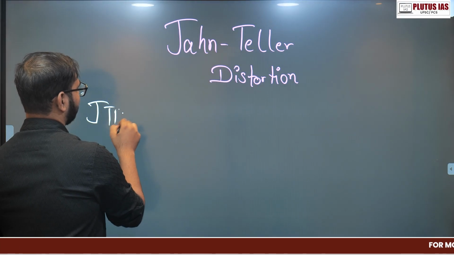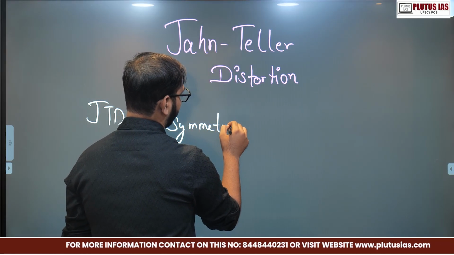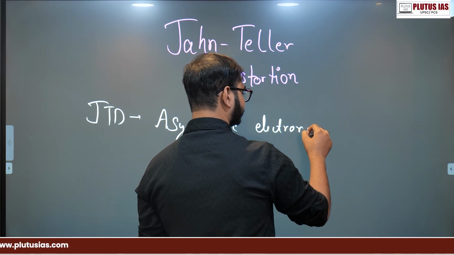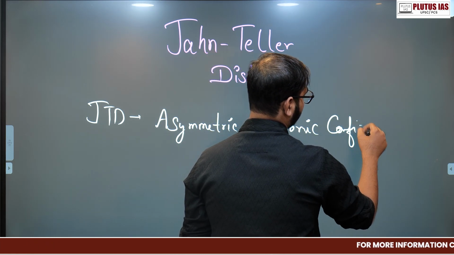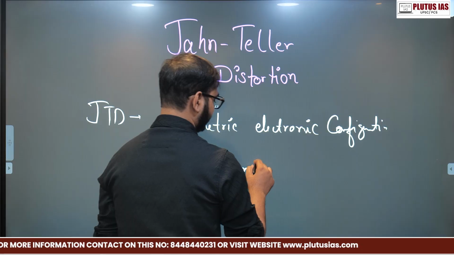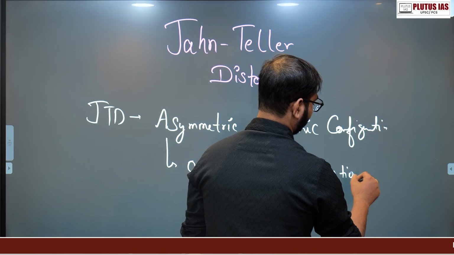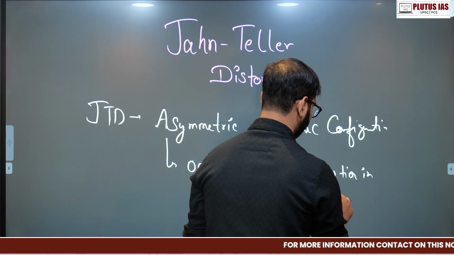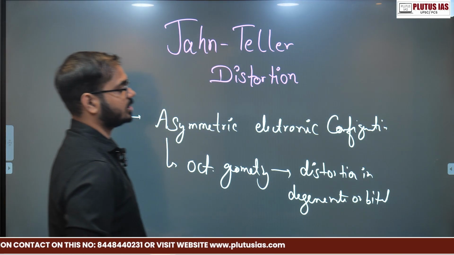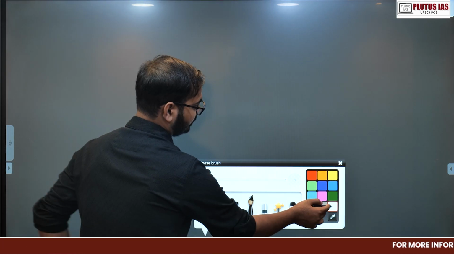The Jahn-Teller theorem states any system which has an asymmetric electronic configuration in the octahedral geometry will undergo distortion in its degenerate orbitals, which will lower its symmetry and will lead to a change in the bond length of the molecule, which in this case we'll be calling a decrease in the symmetry of the molecule.